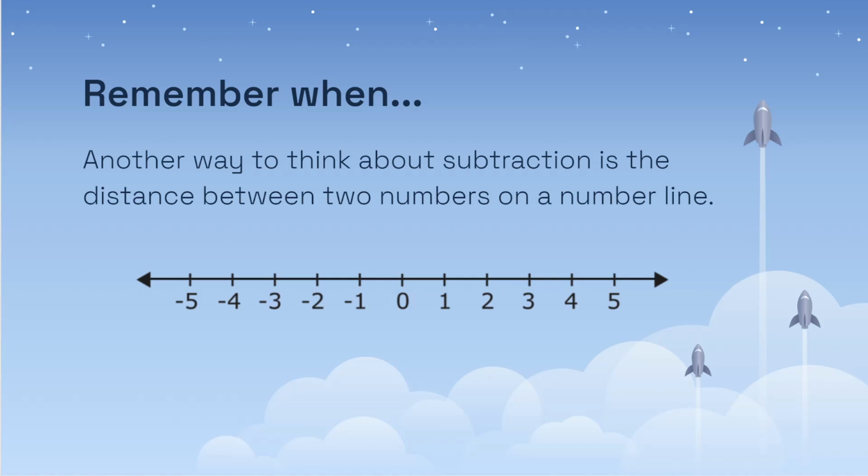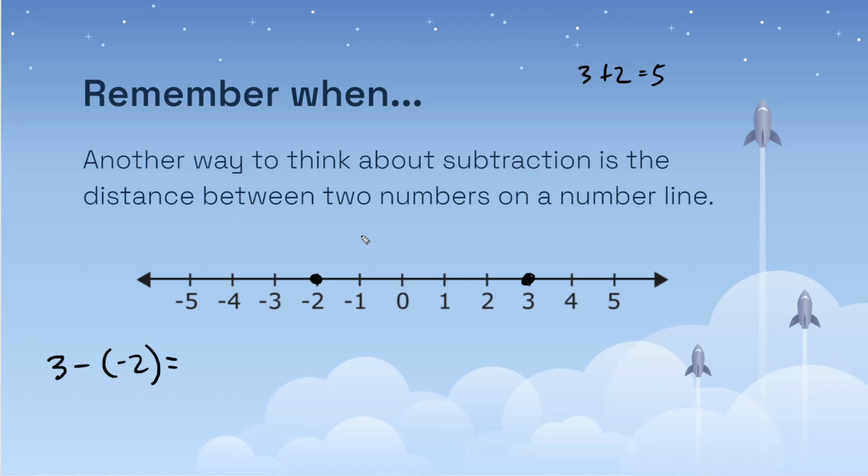Another way to think about subtraction is the distance between two numbers on a number line. So, for example, 3 minus a negative 2. So we have 3 here, and we have negative 2 here. Remember, adding was adding the distances together, right? So 3 plus 2. If we put those distances together, adding distances, then we get 5.